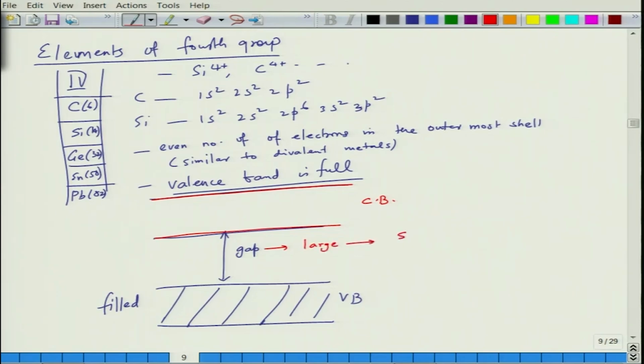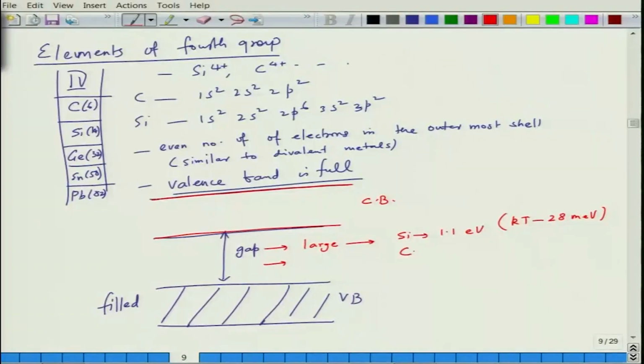For silicon it is about 1.1 eV. 1.1 eV is a lot of energy, because kT is equal to only 28 meV, milli electron volt. So you can see that this is 1100 milli electron volt. So you will need a lot of energy in terms of thermal energy for electrons to be able to migrate. That is why silicon is also not metallic.